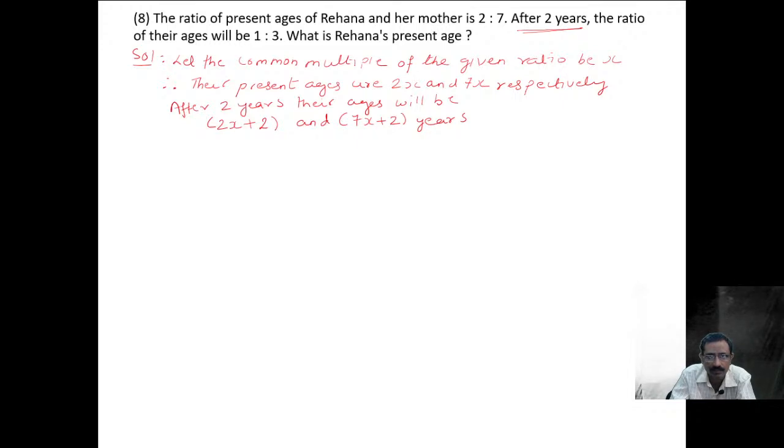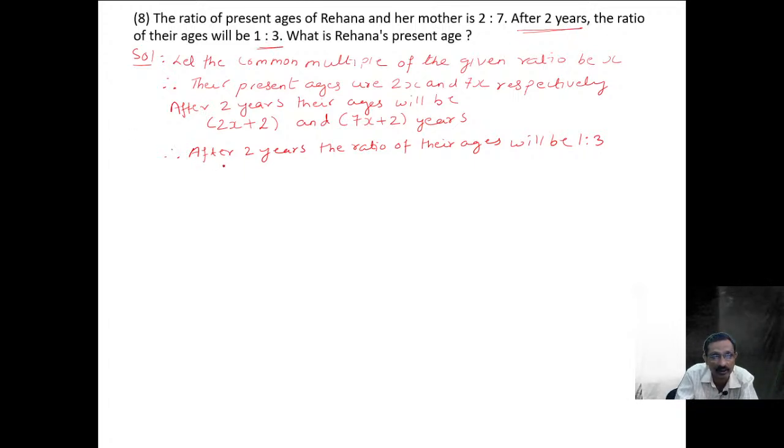Now after 2 years, what is the ratio given to us? The ratio of their ages is 1:3. Looking at the condition given in the problem, the ratio of their ages after 2 years is 1 is to 3. They have given us the ratio after 2 years.